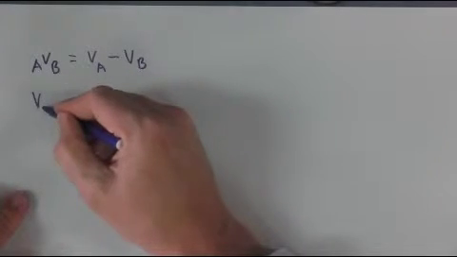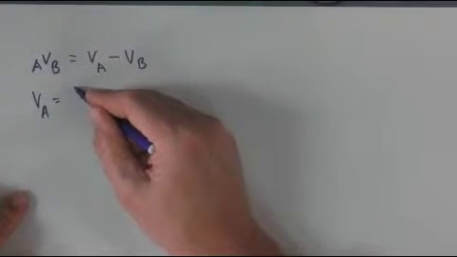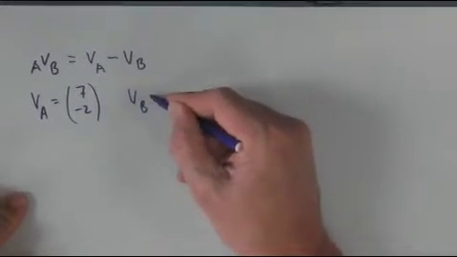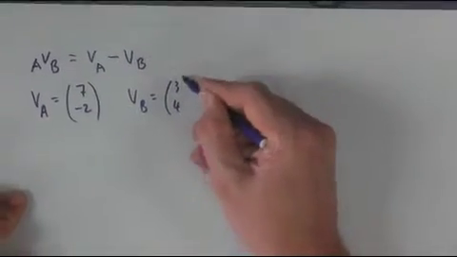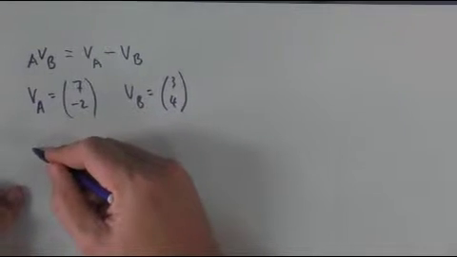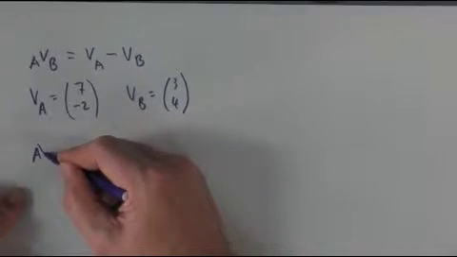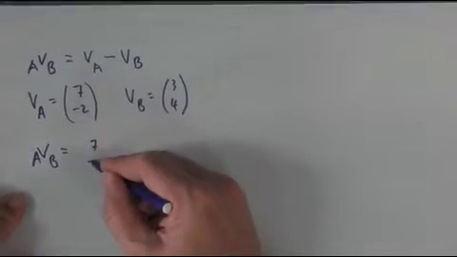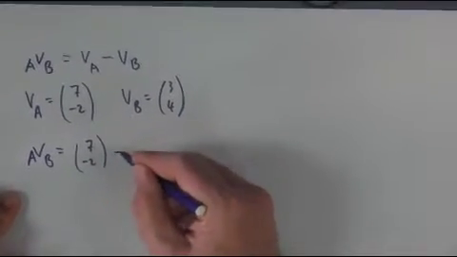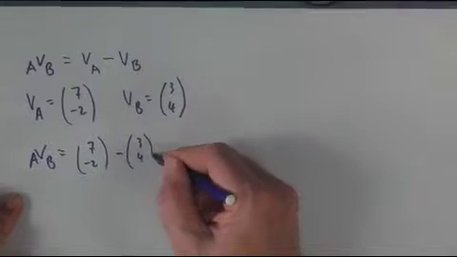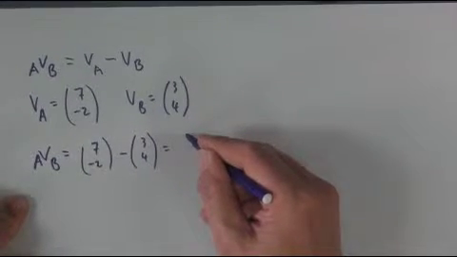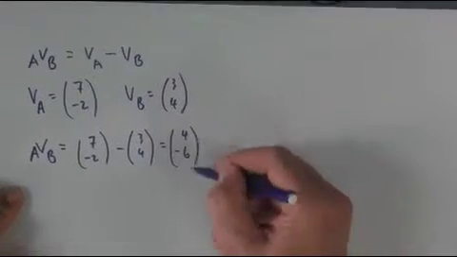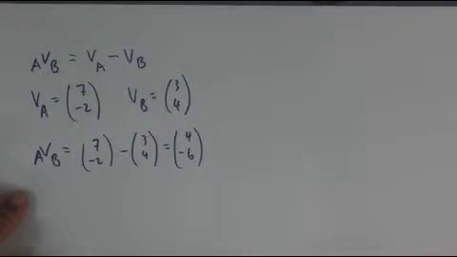An example of that would be if I was given the velocity of some ship A and it was (7, -2), and the velocity of some ship B and that was (3, 4), then the velocity of A relative to B is equal to (7, -2) take away (3, 4), and that is equal to (4, -6). But what does this mean?